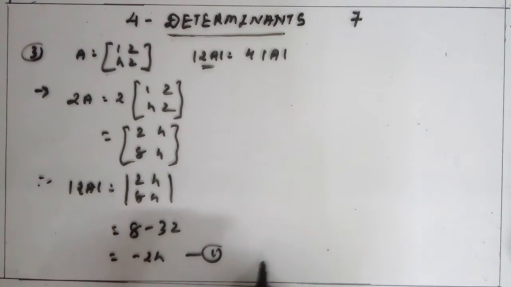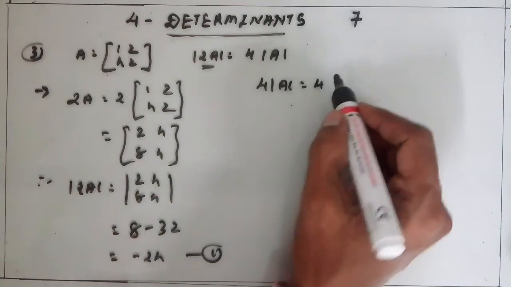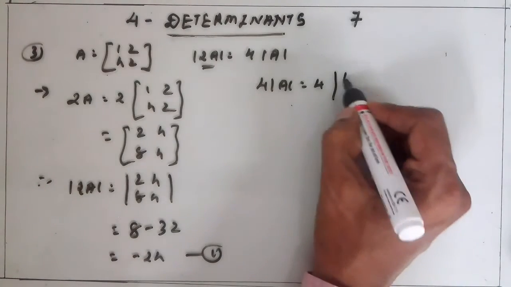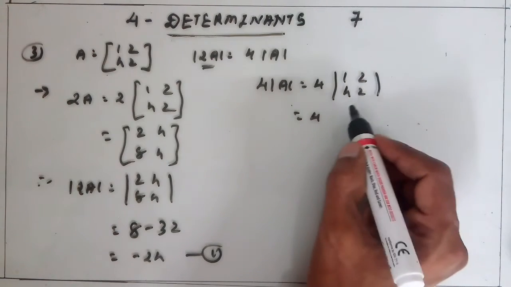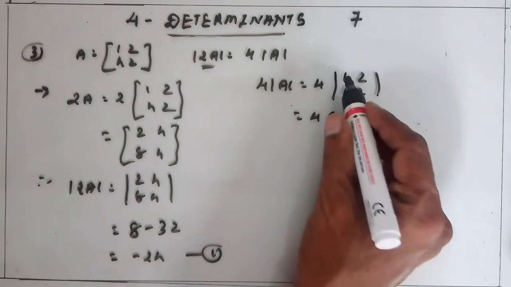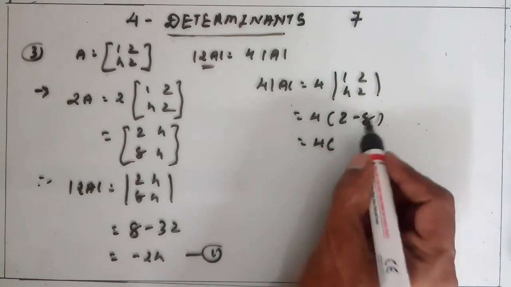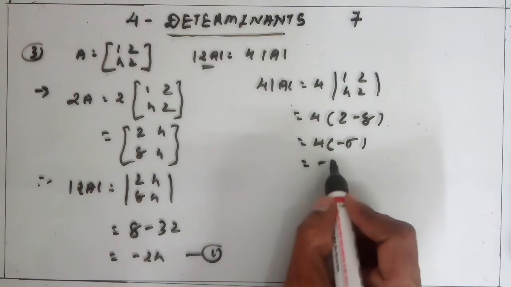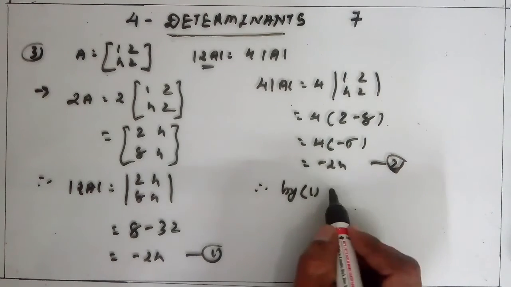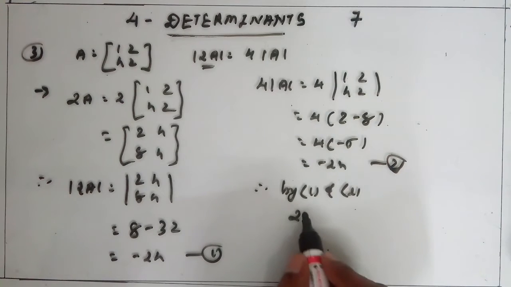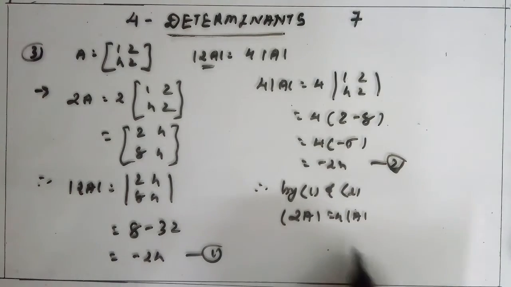Take this as result number 1. Now get 4 into determinant of A, which is 4 into the determinant 1, 2, 4, 2. Clear? So it is equal to 4 into, expand this determinant, we get 1 into 2 is 2, minus 4 into 2 is 8. So it is equal to 4 into minus 6, so it is equal to minus 24. Take this as result number 2. Therefore by 1 and 2, determinant of 2A is equal to 4 into determinant of A. Clear?